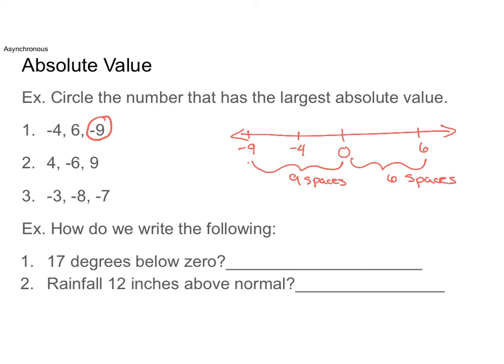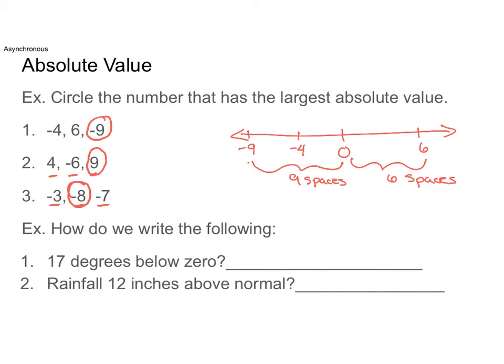So on this one, same thing. The distance from 0 on number 2, you have 4, that's 4 spaces away, 6 spaces away, and 9 spaces away. So it would be 9. This next one on number 3, this would be 3 spaces, 8 spaces, 7 spaces away from 0. So which is the largest? It'd be -8 has the largest absolute value.